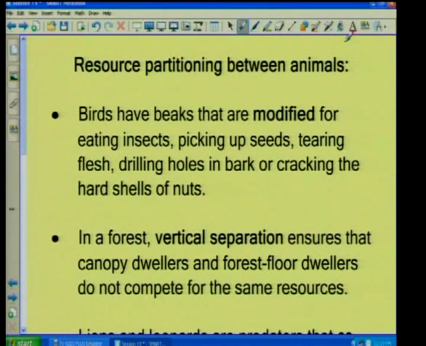Okay, people, now we go to resource partitioning in animals. All right, first of all, if you look at the birds, for example the finches that Darwin had on the Galapagos Islands, the beaks are modified to eating different types of food.